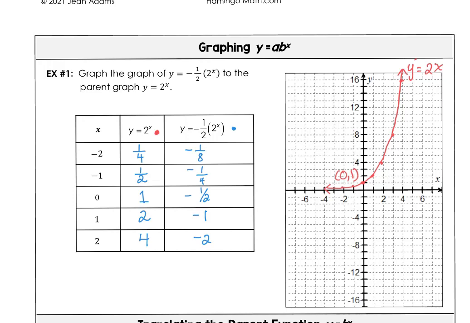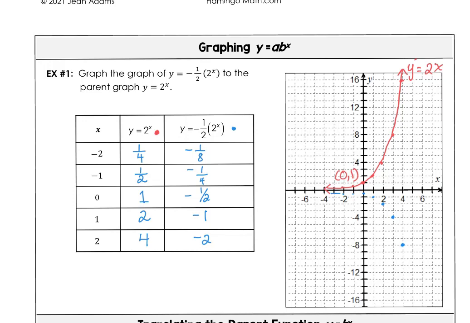So now when x is negative 2, y is negative 1/8. When x is negative 1, y is negative 1/4. When x is 0, y is negative 1/2. When x is 1, y is negative 1. When x is 2, y is negative 2. And then when x is 3, we're cutting 8 in half, so negative 4. When x is 4, we're cutting 16 in half, negative 8.